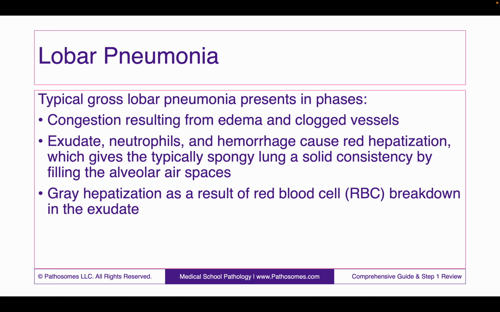The typical gross lobar pneumonia phases include congestion, resulting from the edema and clogged vessels, followed by exudate and neutrophils and hemorrhage caused by the red hepatization, right, the second phase, which gives the typically spongy lung a solid consistency by filling the alveolar air spaces. The last phase is the gray hepatization as a result of red blood cell breakdown in the exudate.